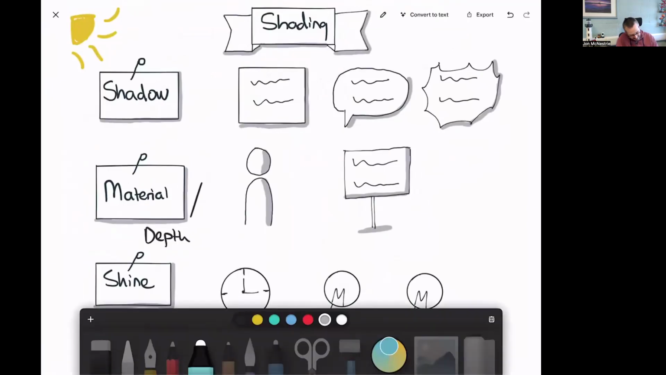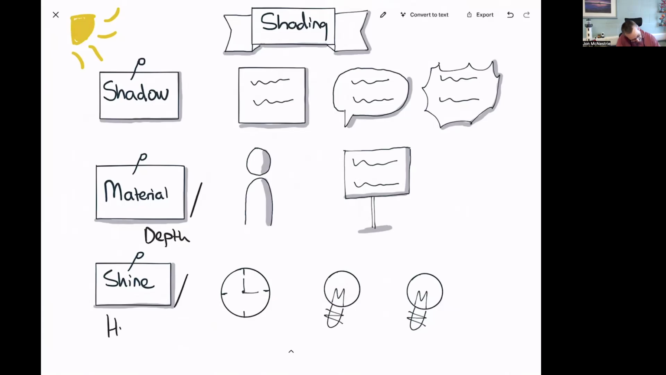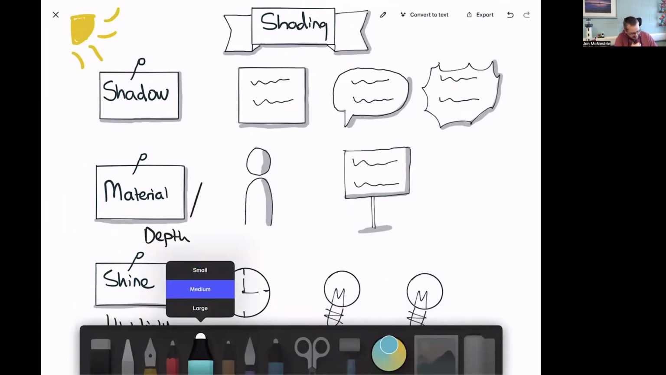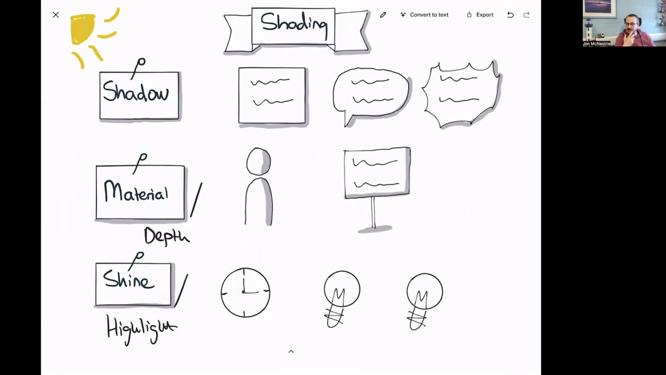The last one is shine, but actually I'm going to add the word highlight to it because this is where I break all the rules. So shine is supposed to be stuff that's round and might have a light on it, gets a little reflection. You can imagine it, can't you?